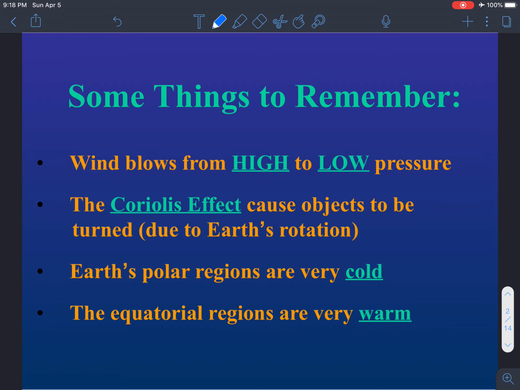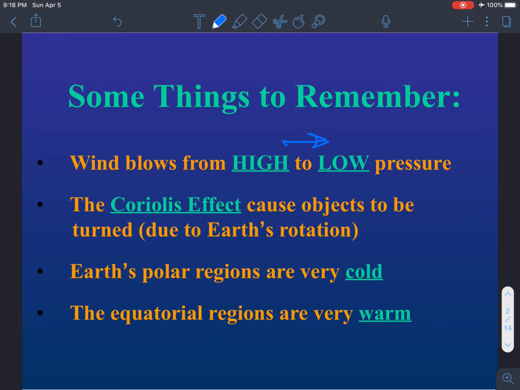Alright, so some things to remember before we get started are that when winds blow, they always blow from an area of higher pressure to an area of lower pressure. If you recall, we talked about a balloon. If you blow up a balloon, it's going to have a very high pressure, but if you release that balloon, all the air is going to rush out towards the lower pressure.